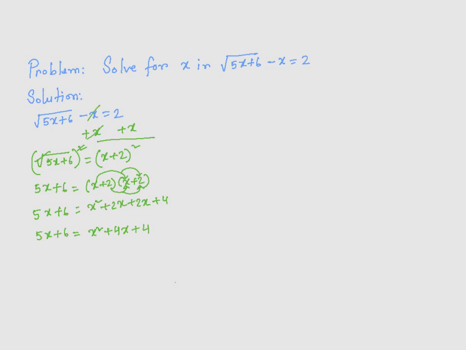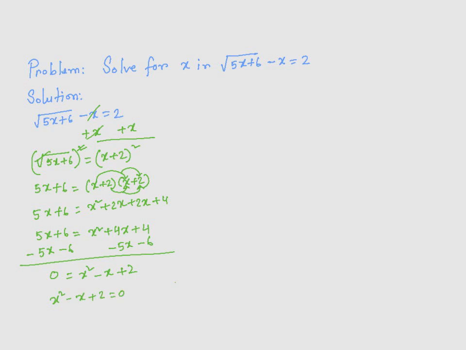Now I'm just going to subtract 5x from both sides and subtract 6 from both sides. Subtract 5x, subtract 6. If I do that, on the left I get 0, and on the right I get x squared minus x minus 2, which by the way is the same as this: x squared minus x minus 2 is equal to 0.